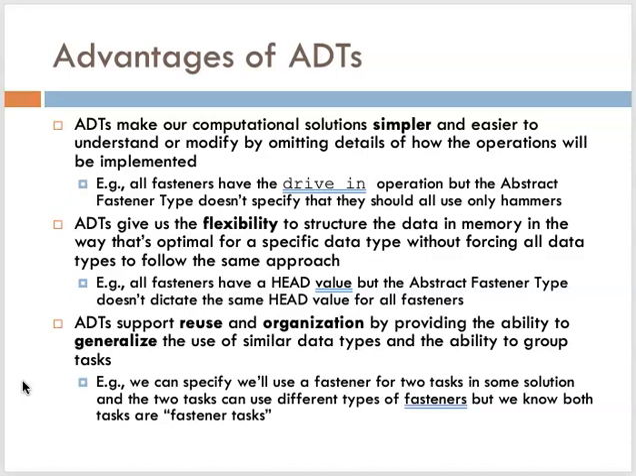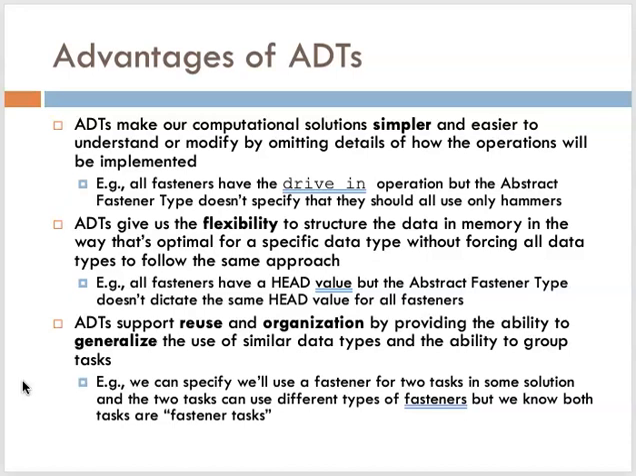So the ADTs give us the flexibility to structure the data in memory in the way that's going to be optimal for that specific data type without forcing all data types that are of a similar kind to follow the same approach. So for example, all fasteners have a head value, but the abstract fastener type doesn't dictate that they have to have the same head value for all fasteners. One kind of fastener, the nail, might implement it as a flathead. Another kind of fastener, the Phillips screw, might implement it as an X slotted head, right?